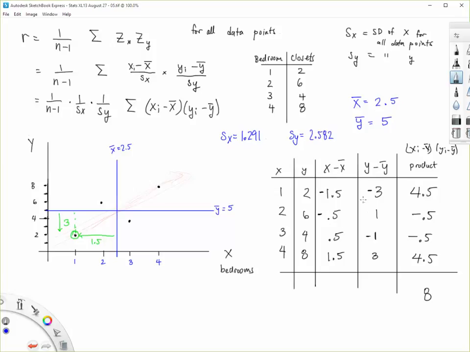So plugging all of this into our formula for r, I get r is equal to 1 over 4 minus 1, or 1 over 3, times 1 over 1.291 times 1 over 2.582 times this sum product, which is right here, is 8. And if I do that, I get r equal to 0.8.